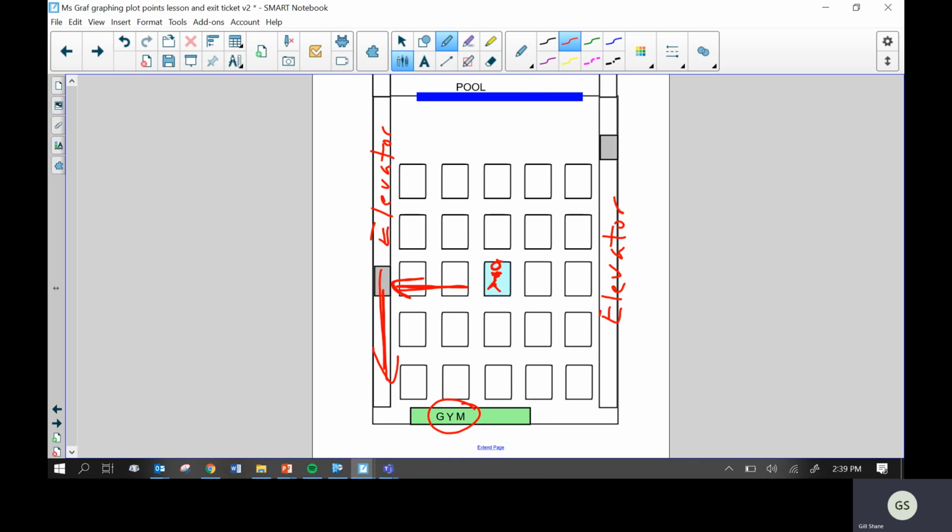If I went to the pool, I'd actually go the other direction. The entrance was on the other side. So I'd come this way to the elevator. This time I would head right to the elevator. Before, I headed left, obviously. This time I'd head right. And then I'd go up the elevator to the pool.